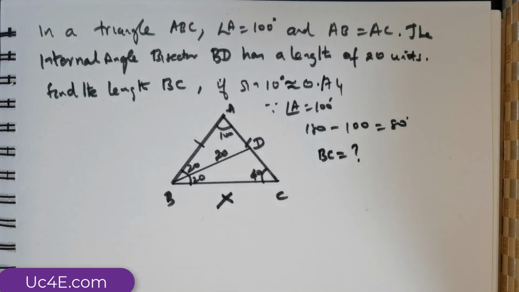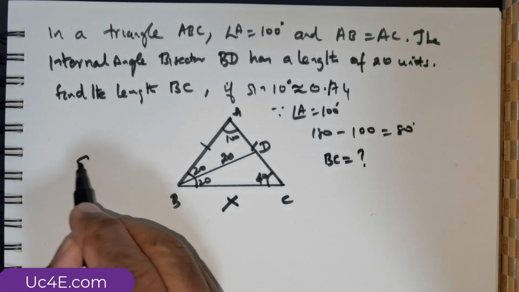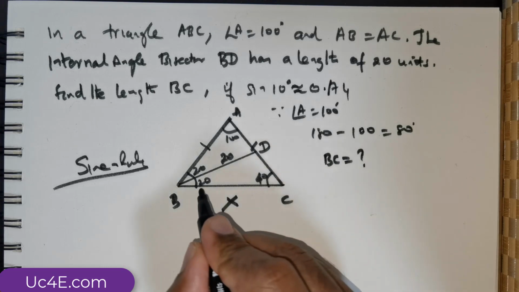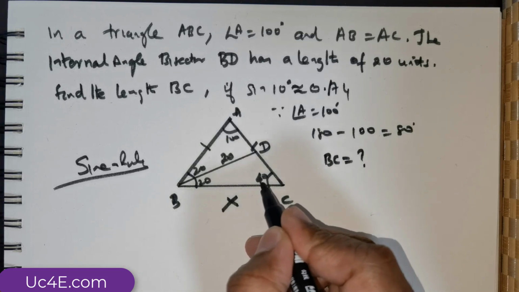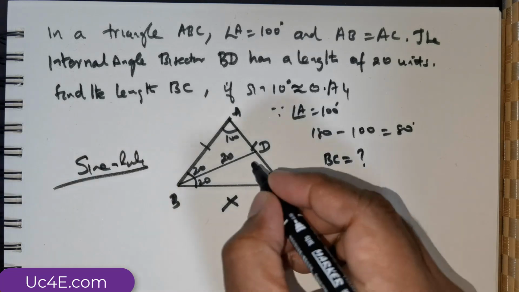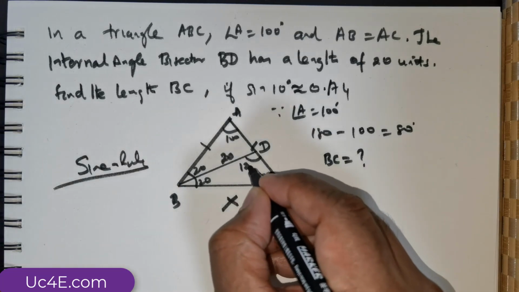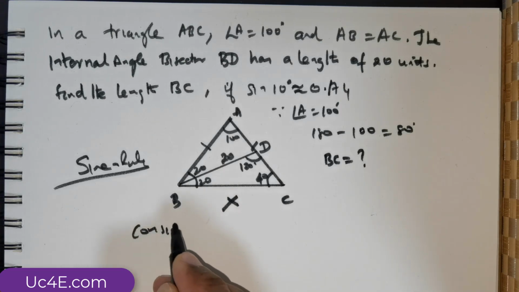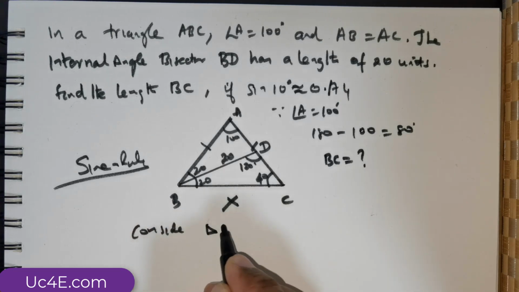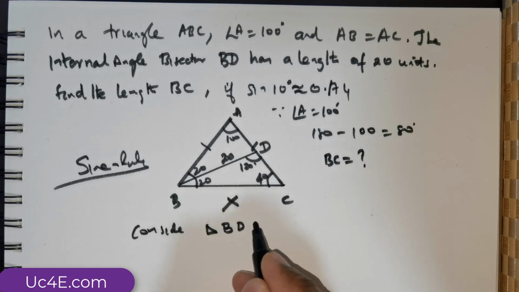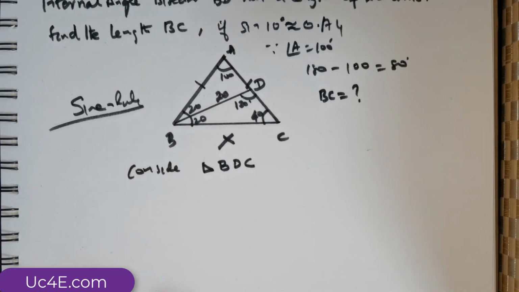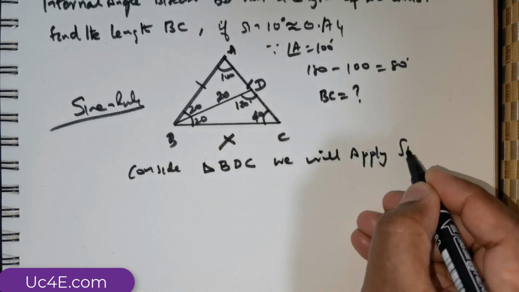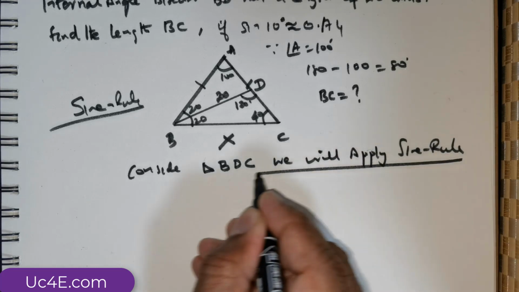Now this can be solved in many different ways. I'm going to be applying the sine rule to solve this question. Now if this is 20 degrees and this is 40 degrees, we got 60 degrees there. So this is going to be 120 degrees. Now what I wish to do is I would like to consider triangle BDC, and then I will apply the sine rule, right?